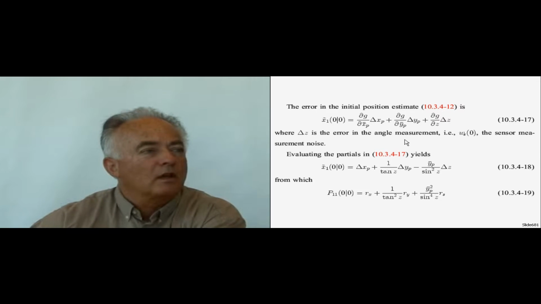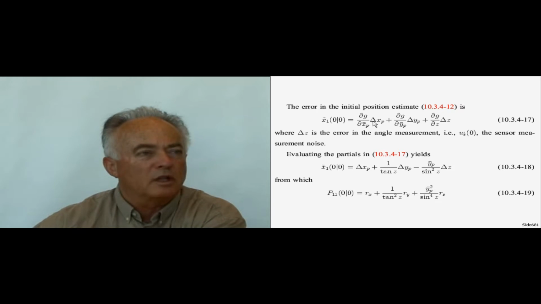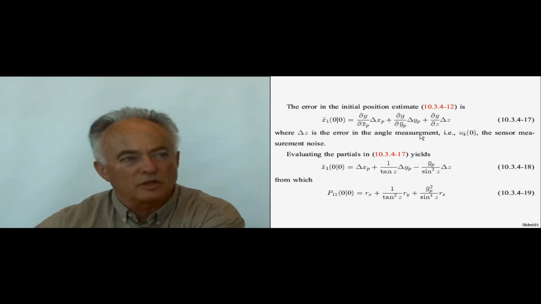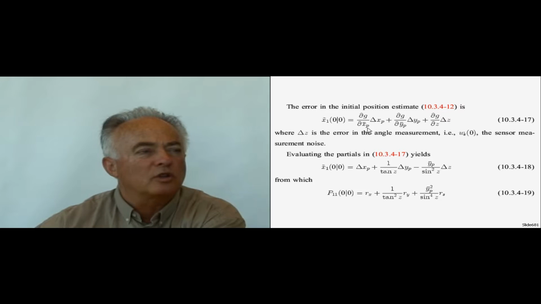Now, let's calculate the error in the initial position estimate with more accuracy. We had a back of the envelope calculation. The actual one will be calculated using the delta xp, delta yp, and delta z, the error in the angle measurement, which is the ws at 0. So these are the three components contributing to the initial variance of the position.